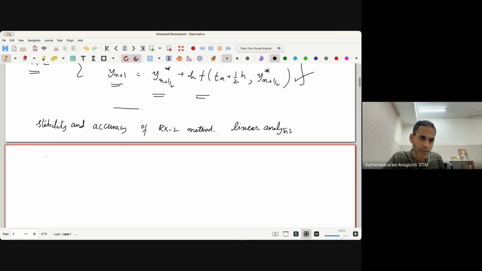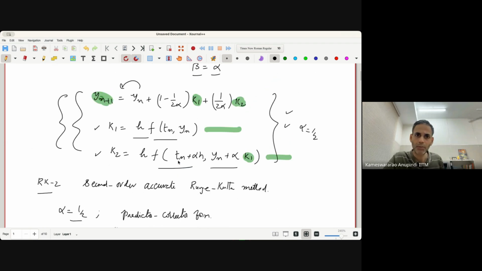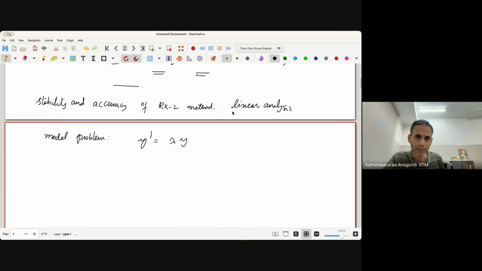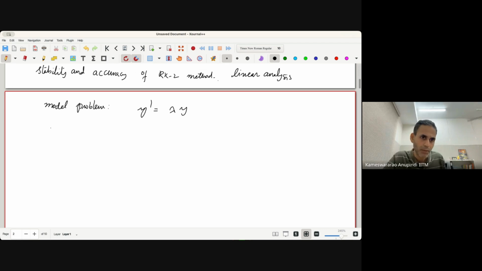So what is the model problem? The model problem that we want to solve is y prime equals lambda y. Okay, that is the model problem we want to solve. And then what we obtained is yn plus 1 equals yn plus 1 minus 1 by 2 alpha k1, all these things. So let me repeat this thing. Okay, so essentially we want to now solve this model problem using RK2 method, which is basically given by yn plus 1 equals yn plus 1 minus 1 by 2 alpha times k1 plus 1 by 2 alpha times k2.